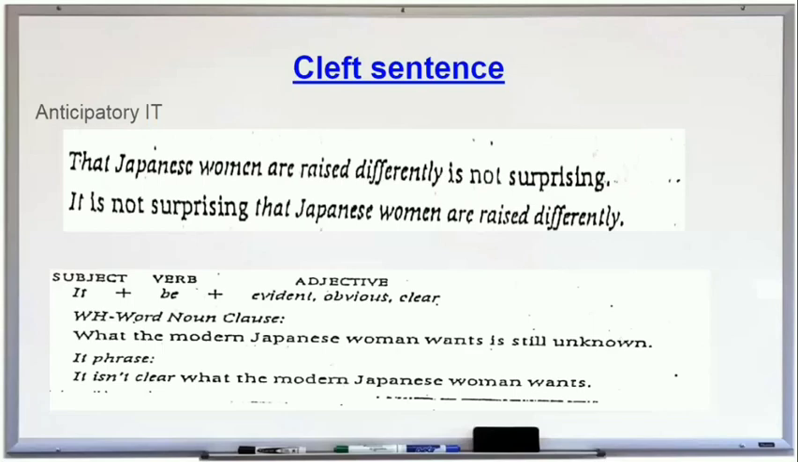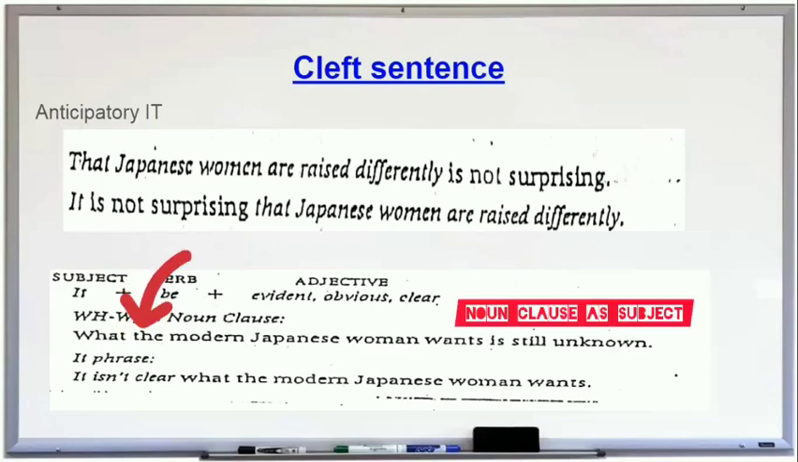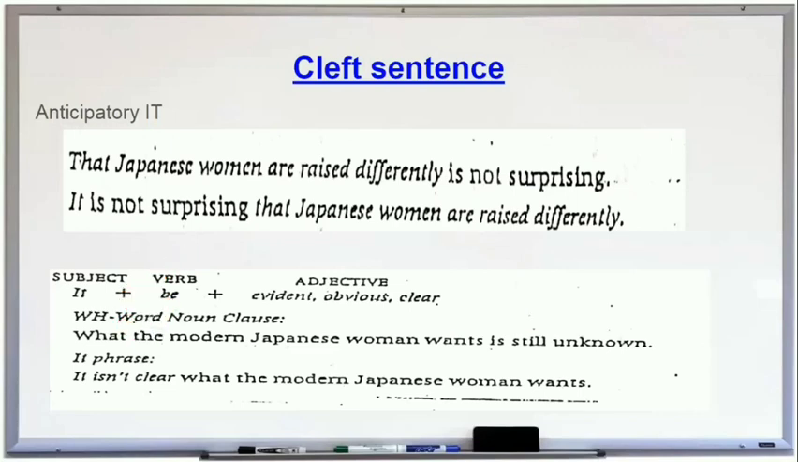What the modern Japanese woman wants is still unknown. Here you have an example, as I told you before, with a WH word as subject. Remember that you can use a that clause, a what clause, or whatever, or a WH word. So something is still unknown. So you can say it isn't clear what the modern Japanese woman wants. So by using this it phrase, you're going to move the noun clause to the very end of the sentence. In this case, it's just to form a less formal sentence.